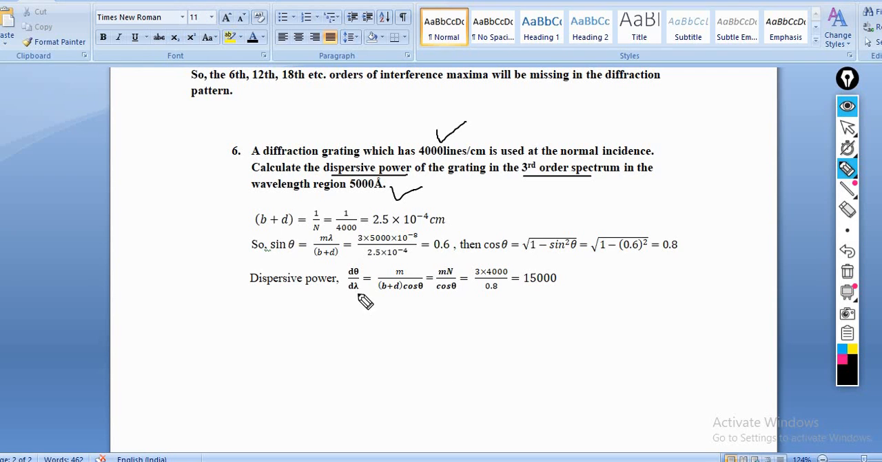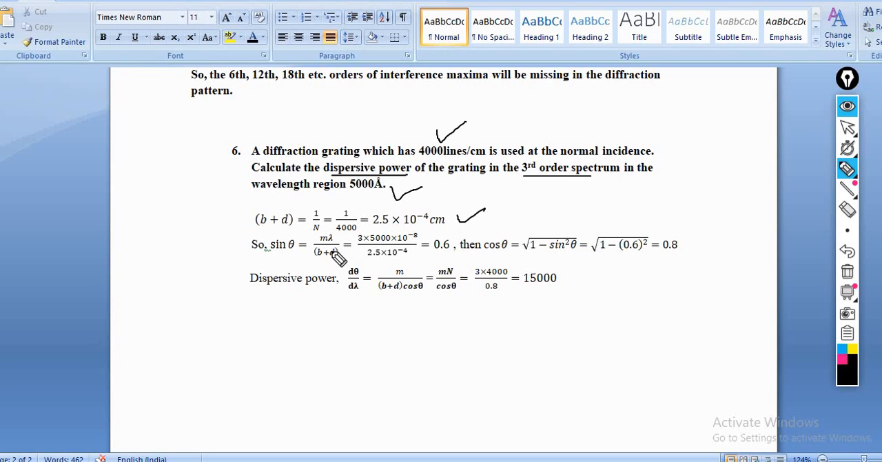Remember, the dispersive power formula: d theta by d lambda is equal to m n divided by cos theta, where m is the order, n is the number of lines in the grating, and theta is the angle of diffraction. So we just calculate this. (b plus d) is 1 by n, the grating element. So 1 by 4,000 gives this much.